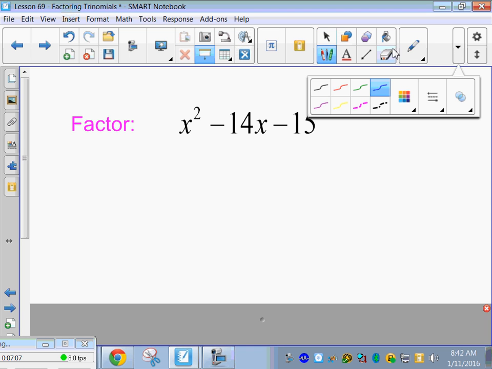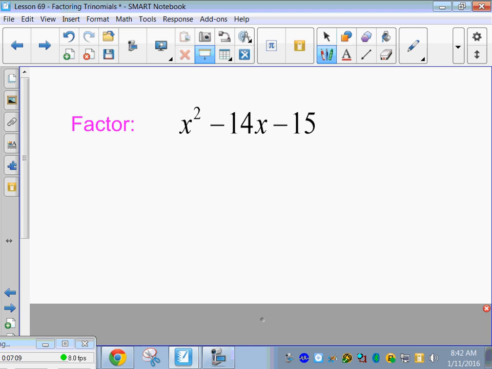So when it says factor, always start with 2 sets of parentheses. Say to yourself, self, what times what is x squared? Okay, good. So I can put an x and I can put an x. X times x is x squared. Then self, what multiplies to -15 and adds to -14? Let's say we don't know. Some of you guys do.